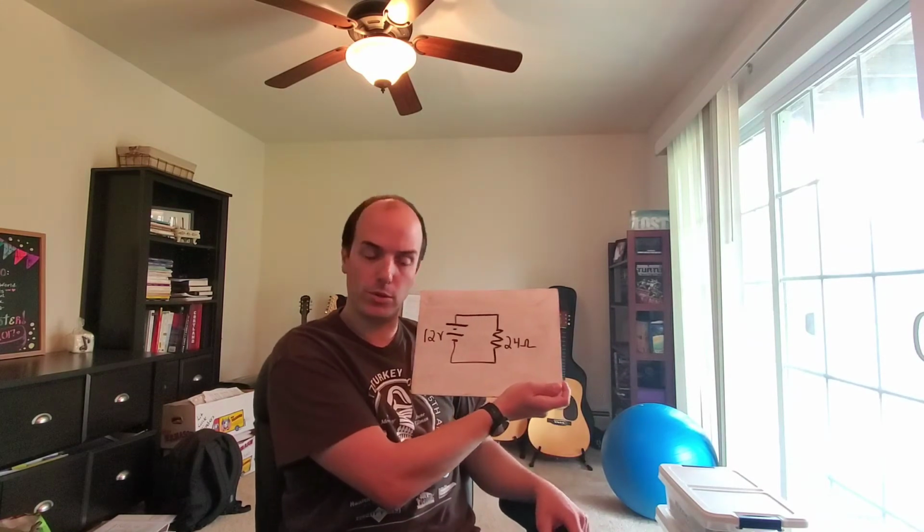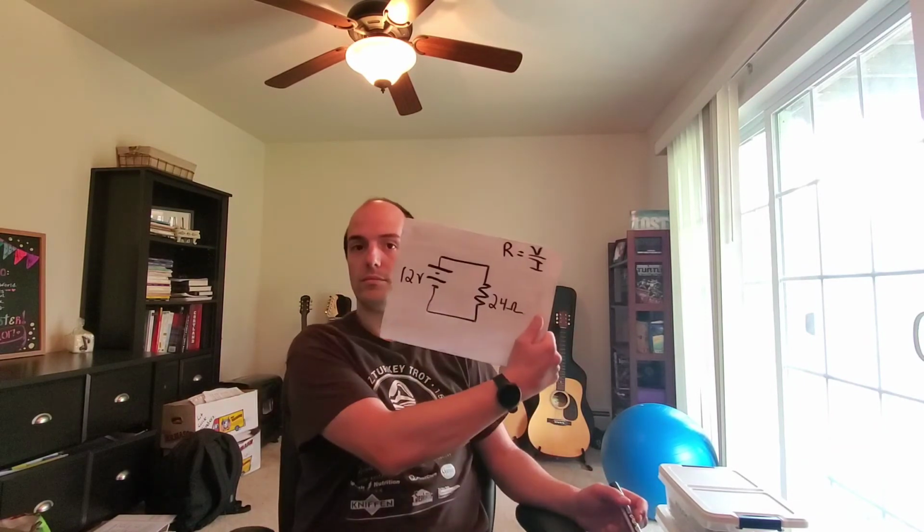All right, well, let's use our equation. R equals V over I. Our R is our 24 ohms. Our V is our 12 volts. And our I is the unknown.